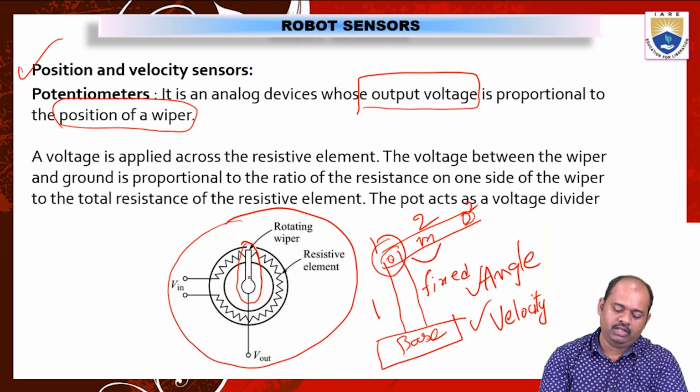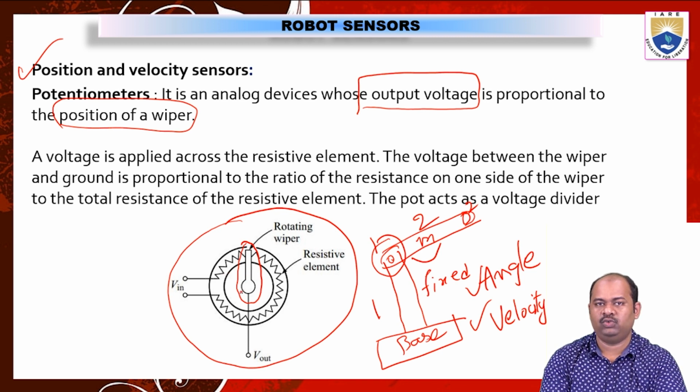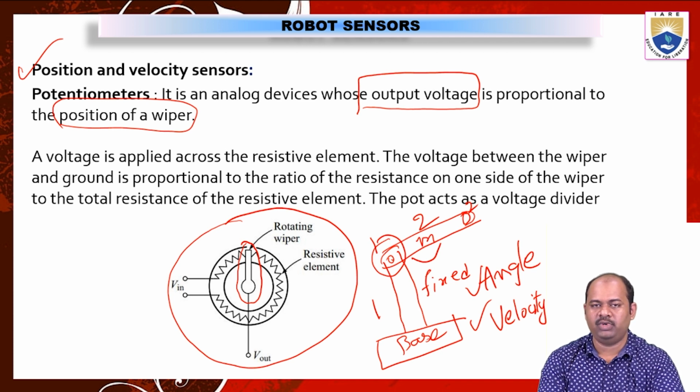So when the wiper rotates, note that this wiper is directly connected to the joint of the robot, so that if link 2 moves through some angle, this wiper also rotates along with that link. With the help of this, we can directly measure how much angle the robot has rotated.